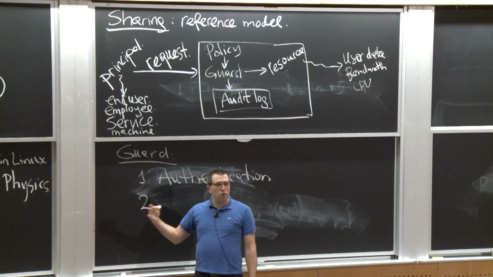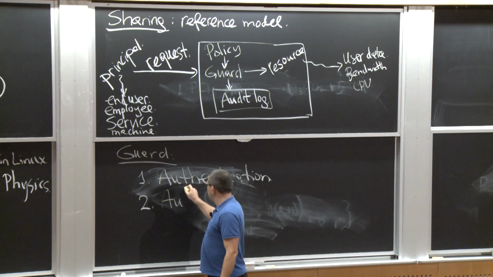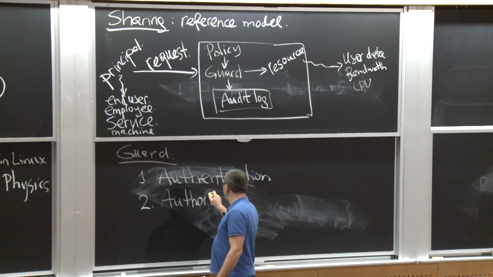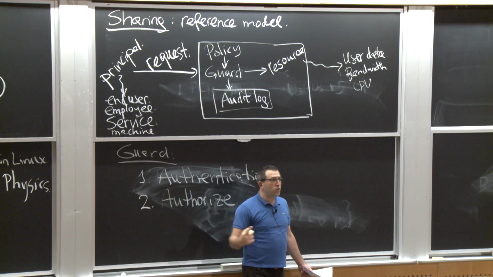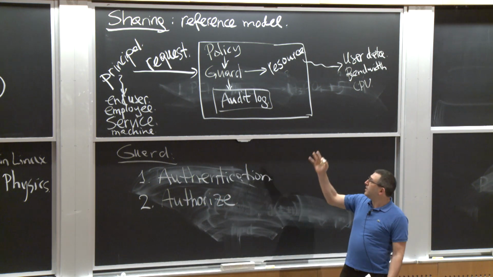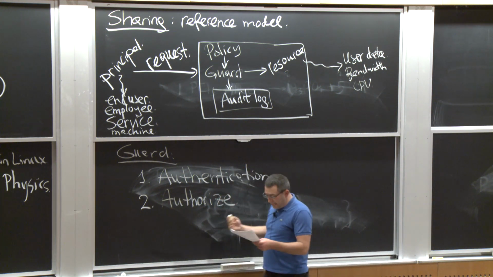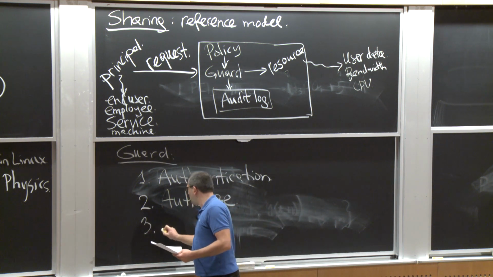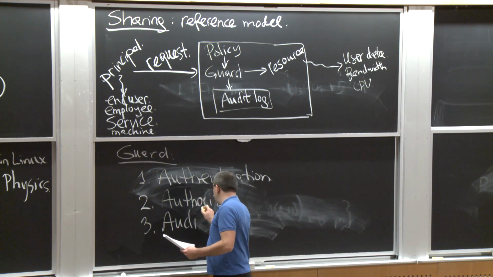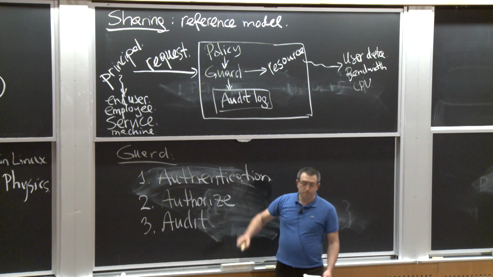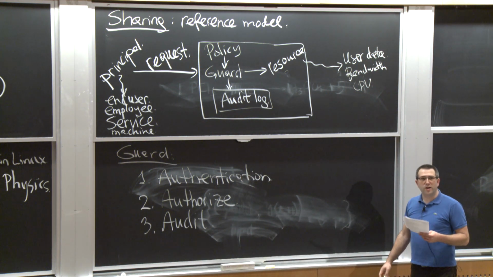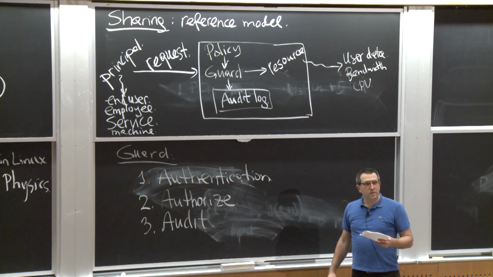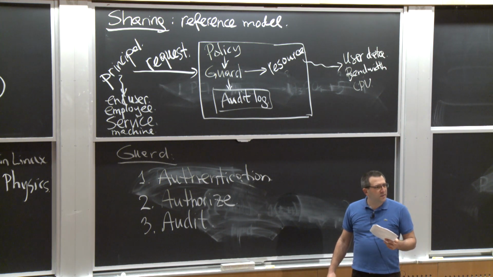The second step, once you know who it is, is you have to authorize. So make a decision on whether this principal is allowed to do this operation or not. And that's going to involve checking the policy. And the last step is audit. So put this in the audit log for review or recovery, et cetera. Make sense? Questions?